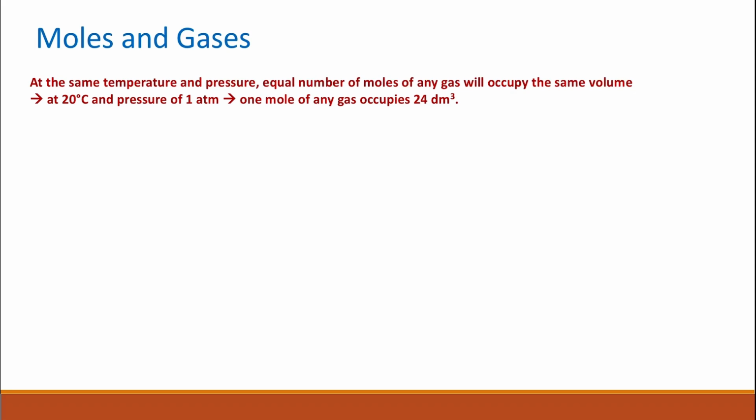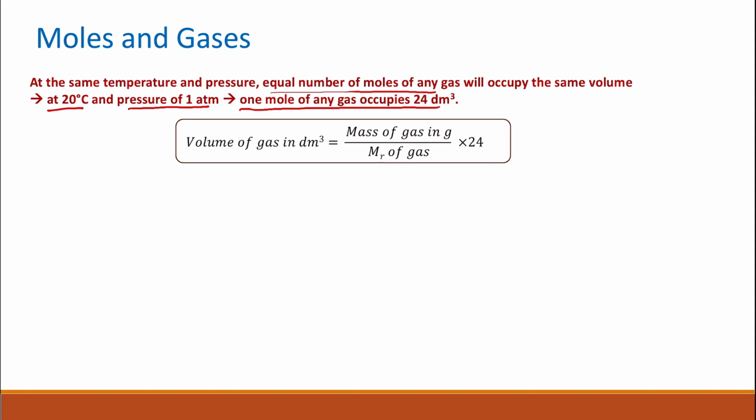There is a fact here that says that at the same temperature and pressure, an equal number of moles of any gas will occupy the same volume. So at room temperature and pressure, which is 20 degrees Celsius and a pressure of 1 atmosphere, we will find that 1 mole of any gas occupies 24 decimeter cubed. So you can use this to find the volume of a known mass of any gas.